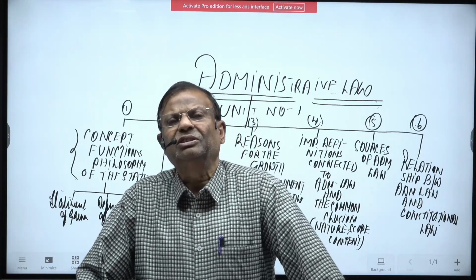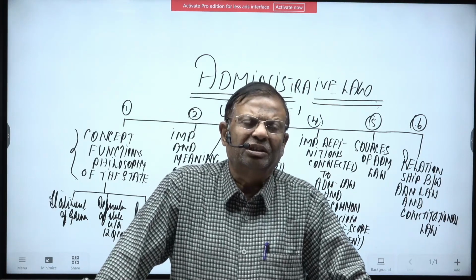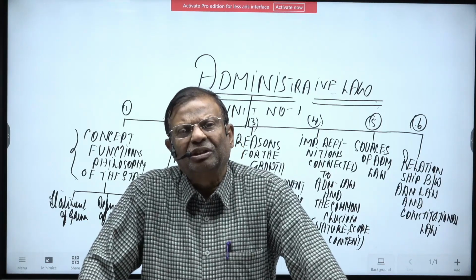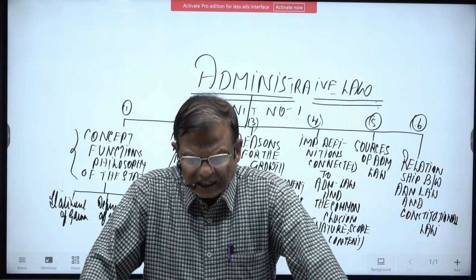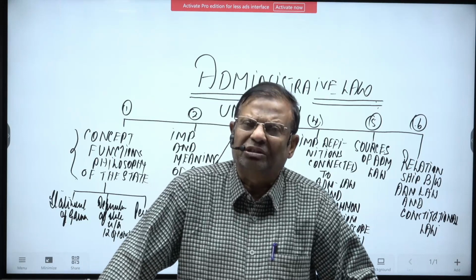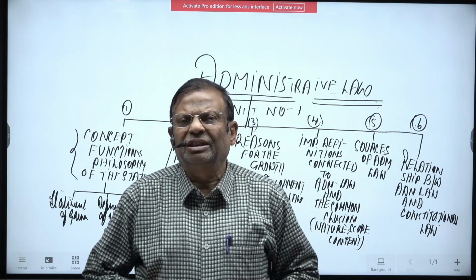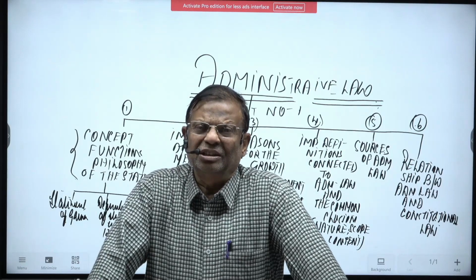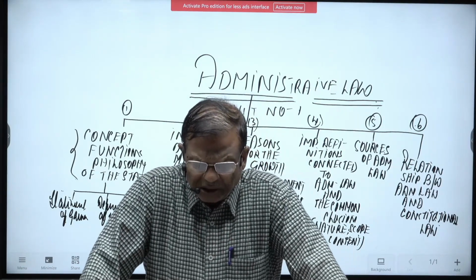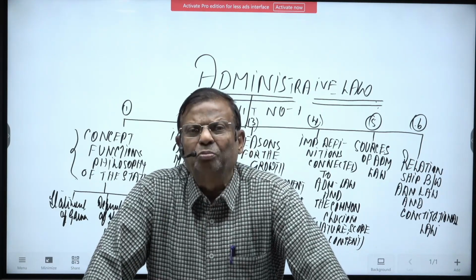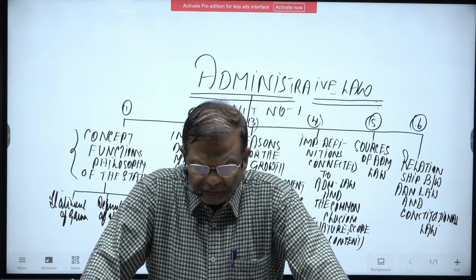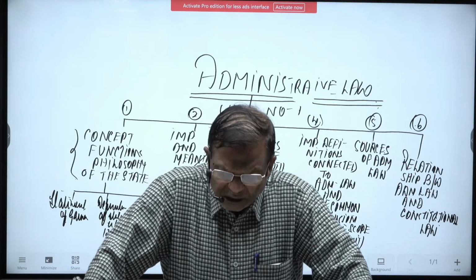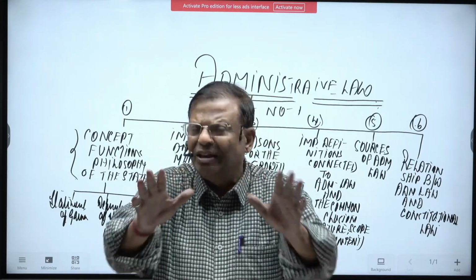Now, if you see this statement of Garner, the inference is clear. The inference is that state is an association. It is a kind of association. State is an association of human beings whose members are united with the appearance of permanence for achieving certain political ends, you see.